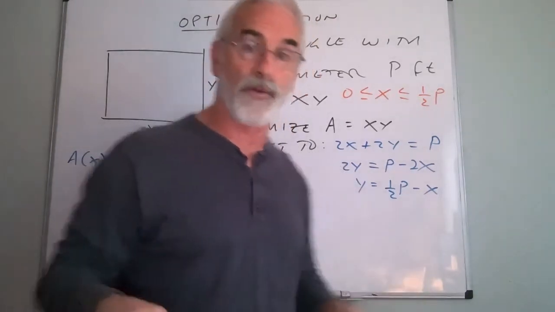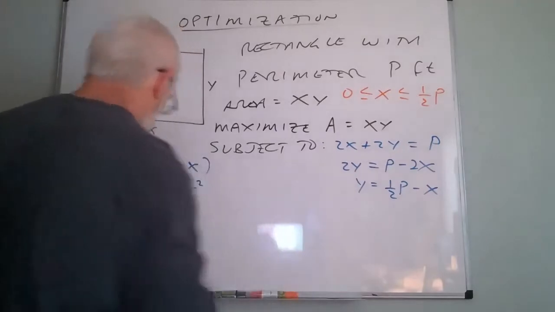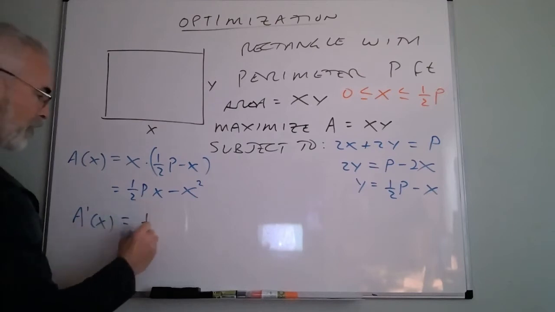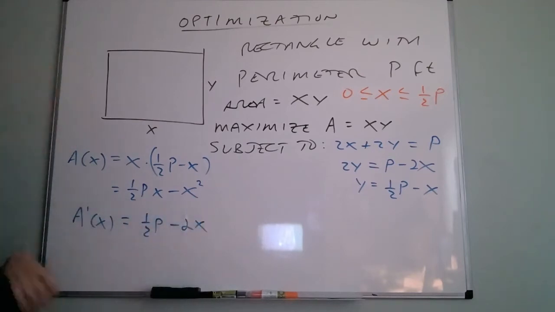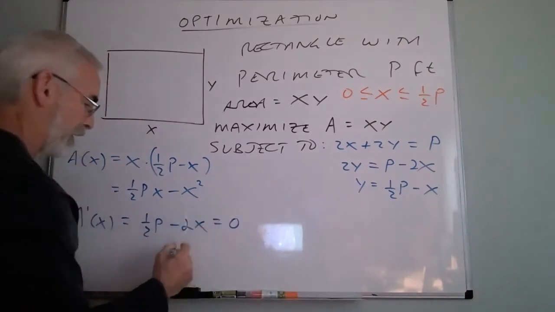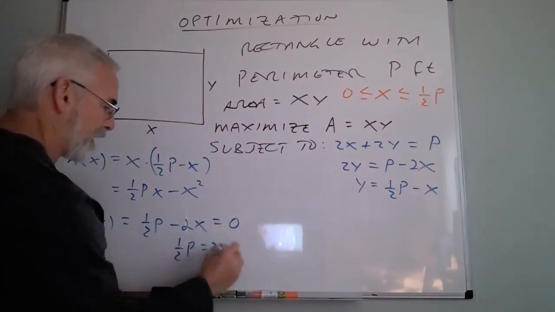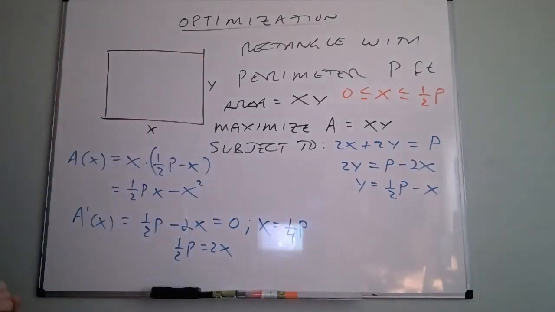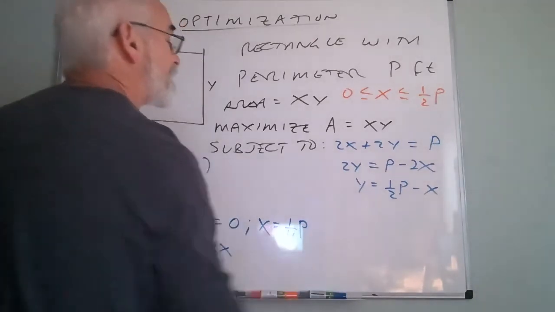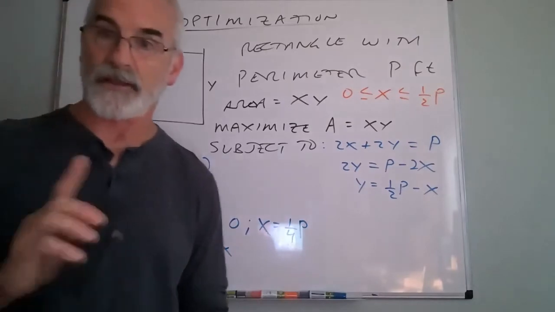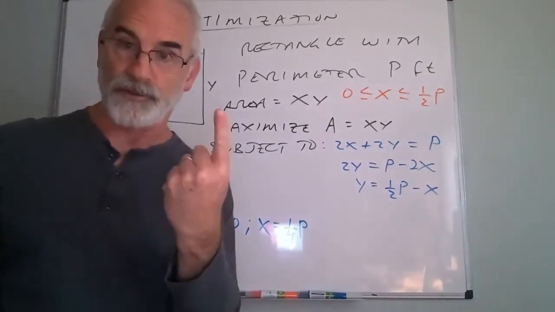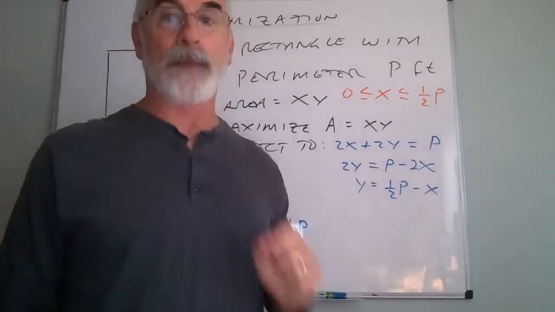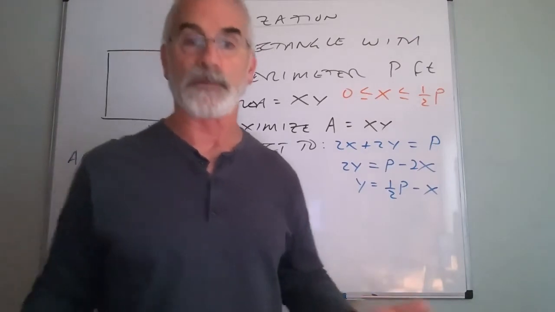So I'm going to show you the different ways that we can finish the problem. So let's do A prime of x, dA/dx. That would be 1/2 p, that's a number, minus 2x. I'm going to set that equal to 0, which means that 1/2 p equals 2x, or x equals 1/4 p. Now, there's exactly 3 ways that I can check this answer. I can use the first derivative test, the second derivative test, or the extreme value theorem. All 3 methods absolutely have to produce the same result. It would be impossible to get different results.